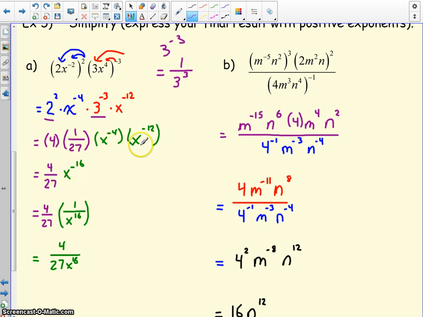And here I had two powers of x multiplied together, so it's the same base. That tells me I can add the exponents. So negative 4 plus negative 12 gives me negative 16. Okay, and actually I've simplified this a lot.